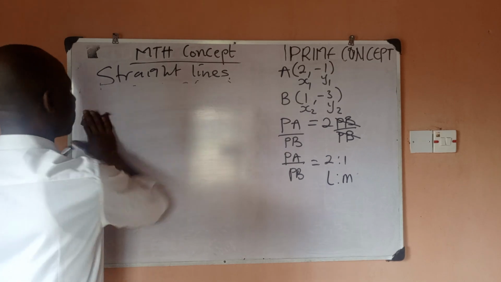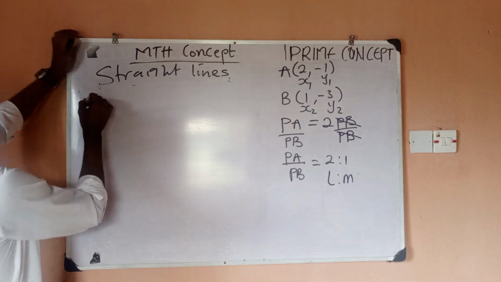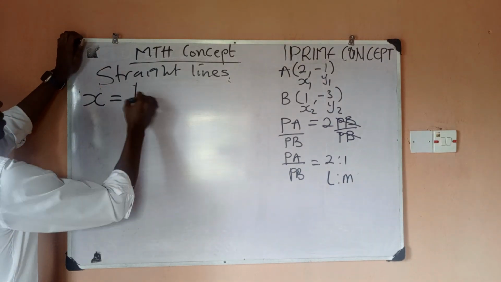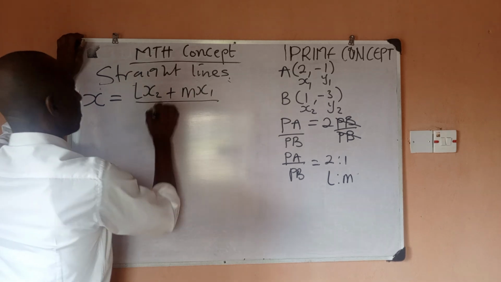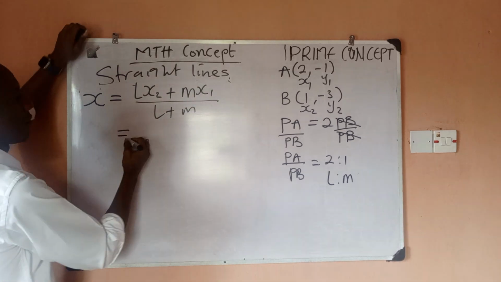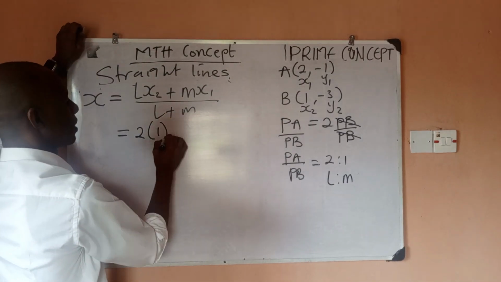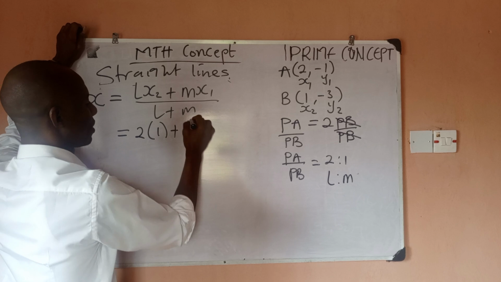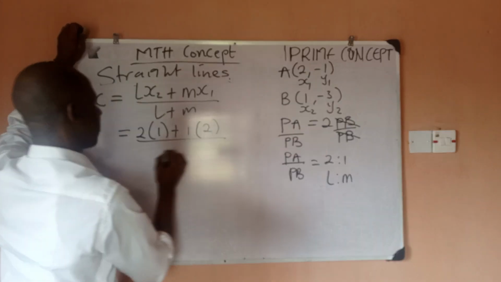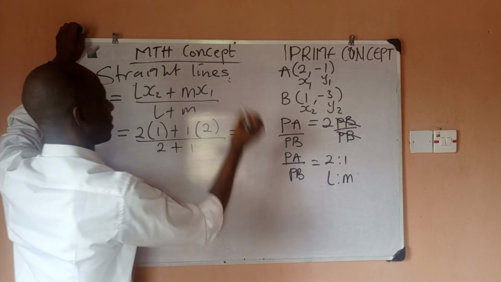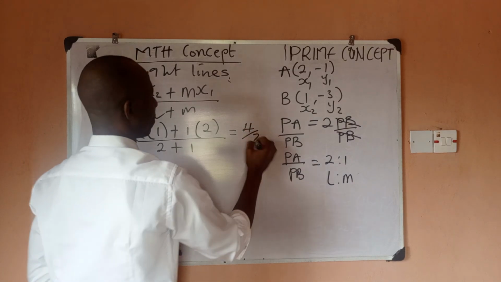So we want to find the coordinates of point P, which is (x, y). Now we have that the x coordinate is simply going to be (L x2 + m x1) divided by (L + m), so that we have L, which is 2. So 2 into x2, which is 1, plus m, which is 1, into x1, which is 2, all over 2 plus 1. So this is going to give us 2 plus 2, which is 4, divided by 3. So we have 4 over 3.